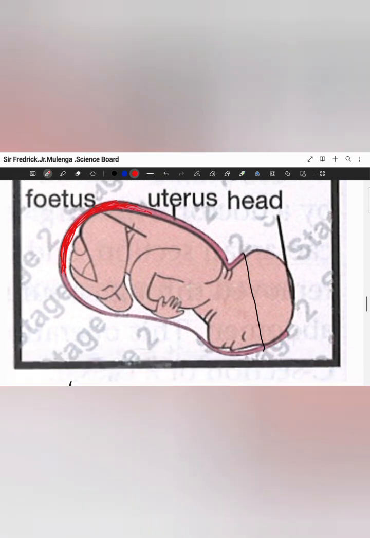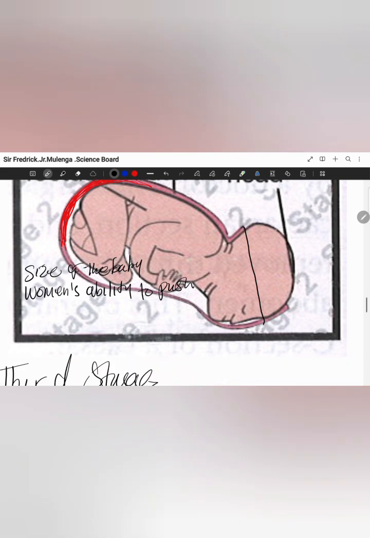The length of the birth depends on, one, the size of the baby, two, the woman's ability to push, as well as the position of the baby. Sometimes the baby is not yet turned, and that could also lengthen the period of the second stage.